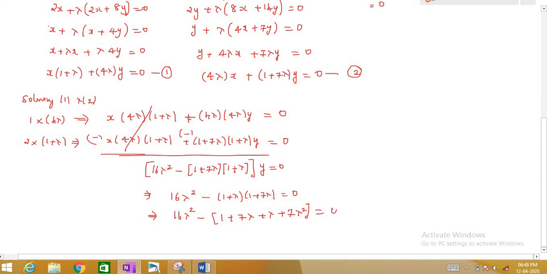Yes. So this will be 16 lambda square. I'll just bring minus here. So we have minus 1. This will be 8 lambda. So it will be minus.